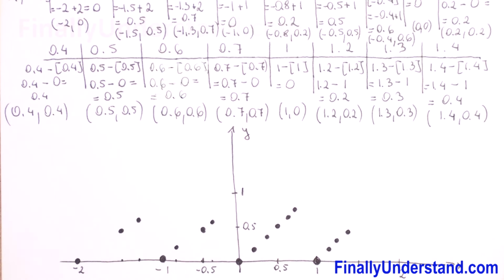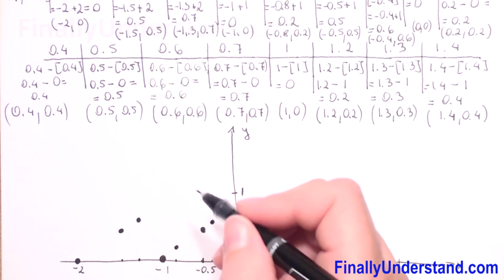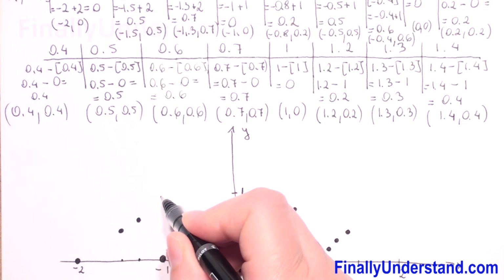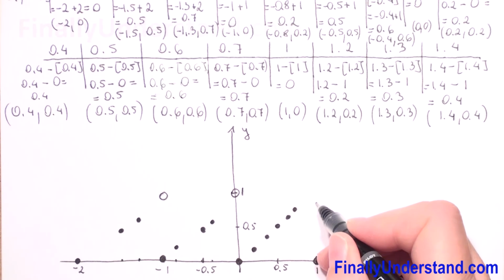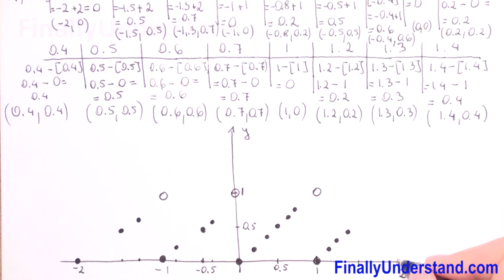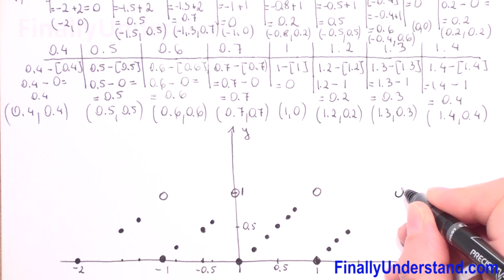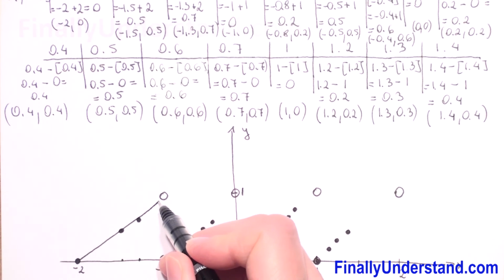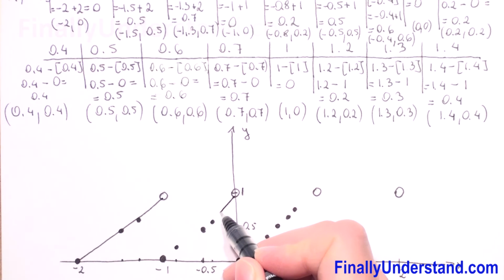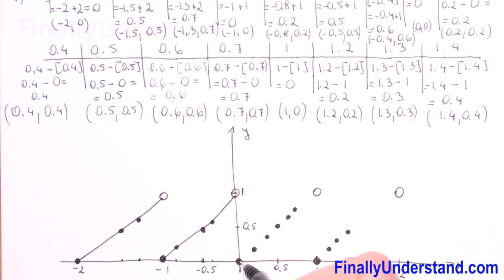We see that we never get value 1, so we can draw a circle on value 1, and our graph we can just connect. If you choose some more points, you see that our graph will be just these pieces, which should be parallel to each other. This is the graph of our function.